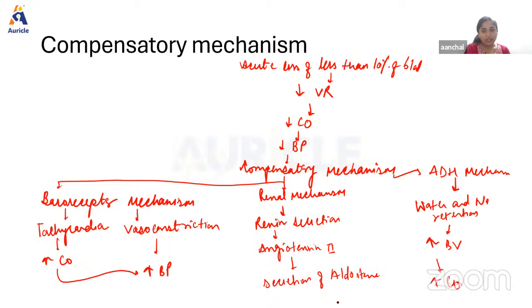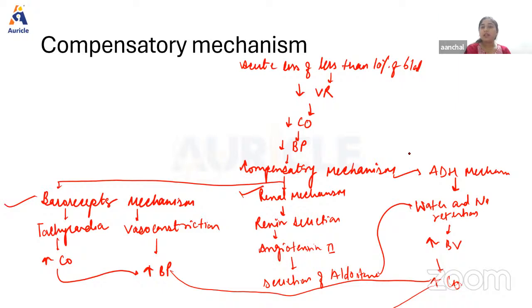Okay. Again, the secretion of aldosterone will lead to water and sodium retention, which leads to an increase in blood volume and an increase in cardiac output. Where there is an increase in cardiac output, there will be an increase in BP. So all these mechanisms, the baroreceptor mechanism, the renal mechanism, and the ADH mechanism, are responsible for compensating conditions like shock. Fine.